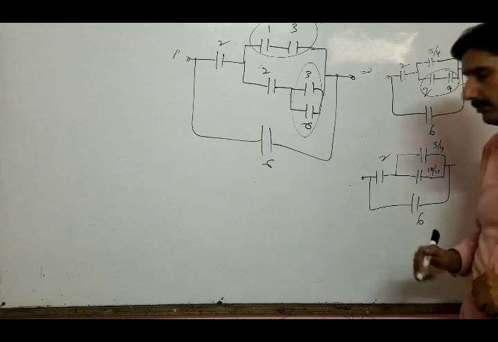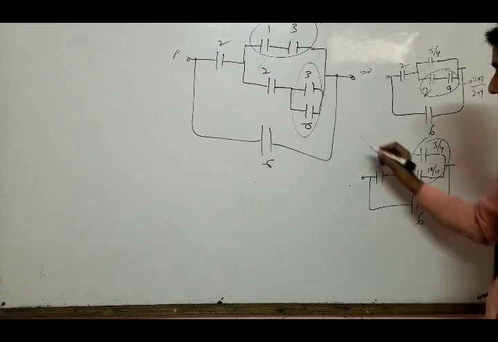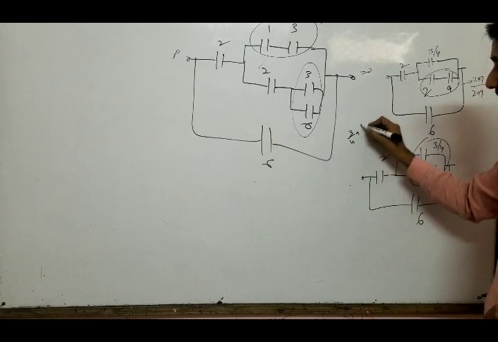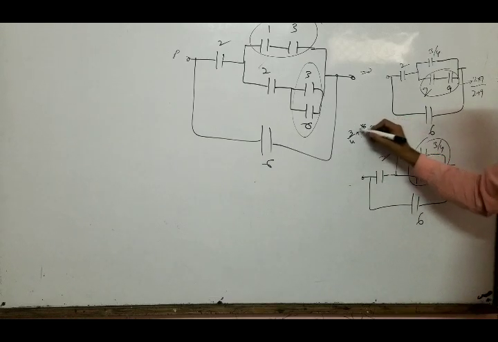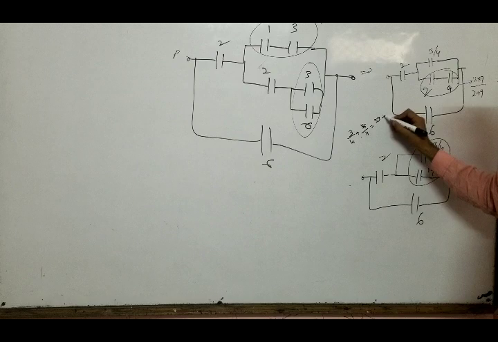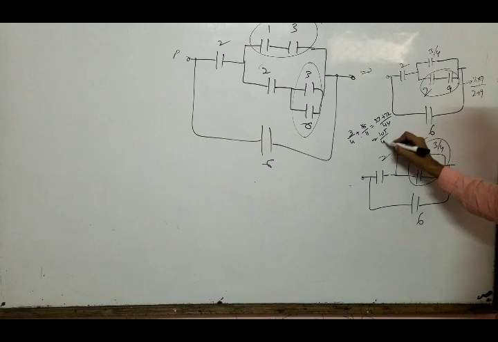Now what are you sure about? You are sure that 3 by 4 and 18 by 11 are in parallel. So what do I get? It is 33 and 72 divided by 44. So this is 105 divided by 44.